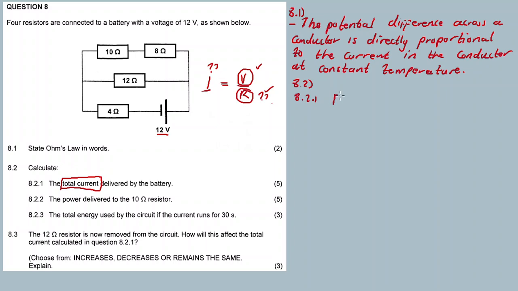So the first thing is we calculate our R total, which is equal to the resistance of the 4 ohm plus the resistance for the parallel connection, the total resistance for the parallel connection. This is equal to 4 plus, open bracket, 1 over 12 plus 1 over 18, raised to exponent minus 1.